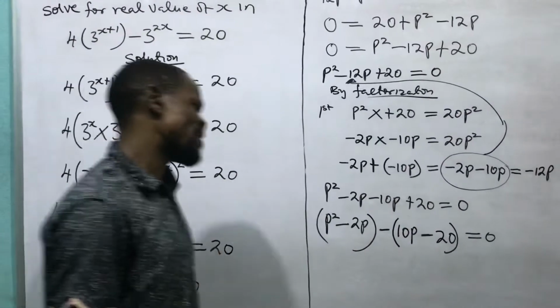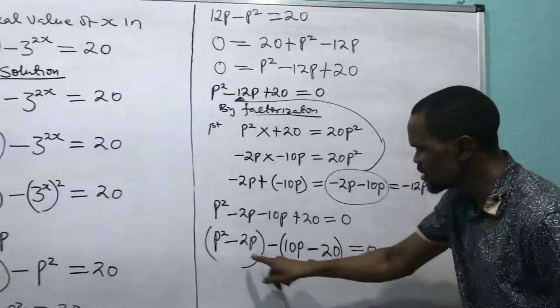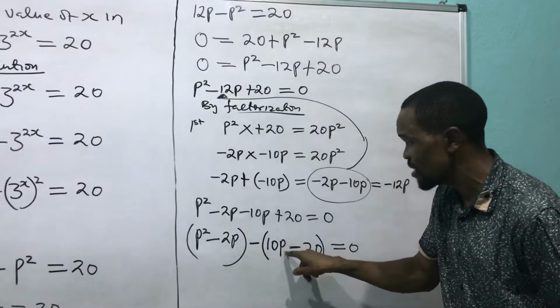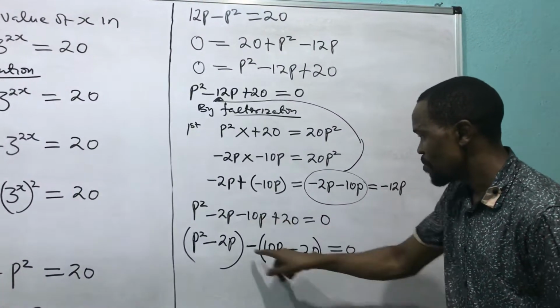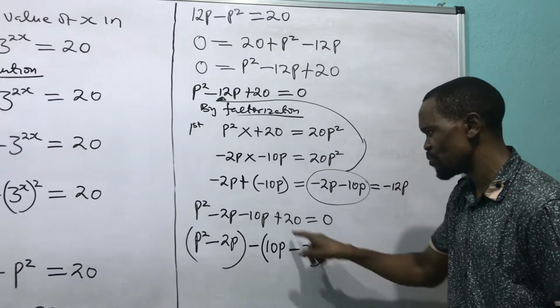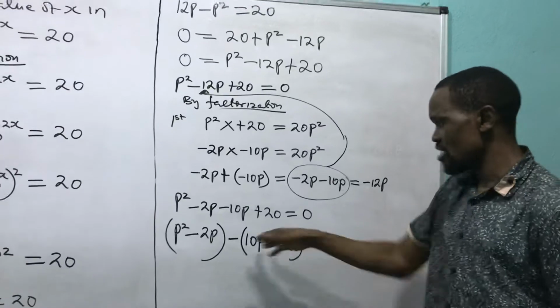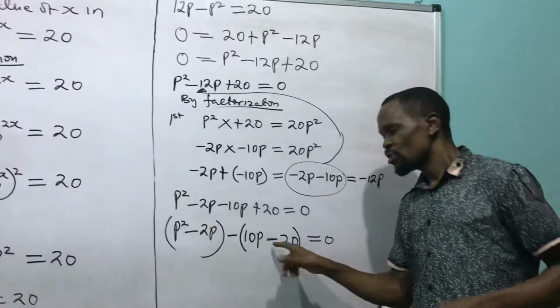If you open these brackets, look at it. If you open this bracket now, it will give you back this. If I open this bracket, minus times 10p will give me minus 10p. Minus times minus will give me plus 20. So if you put plus here, it will affect the equation. Therefore, you have seen this. The sign that is here must be the sign that is here.